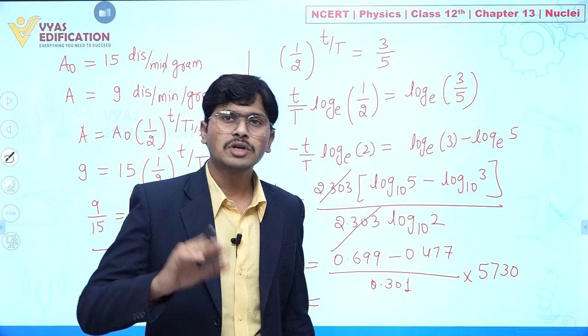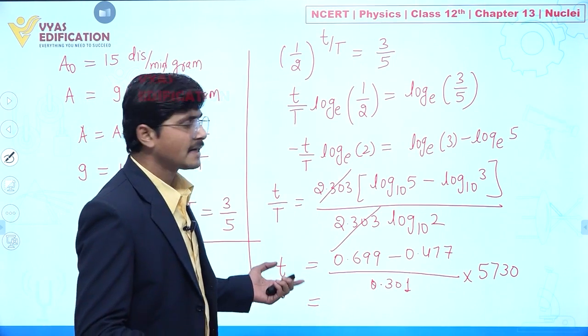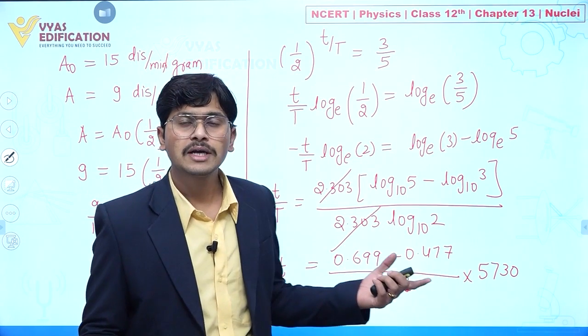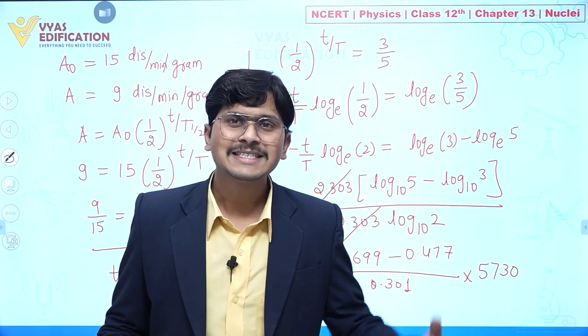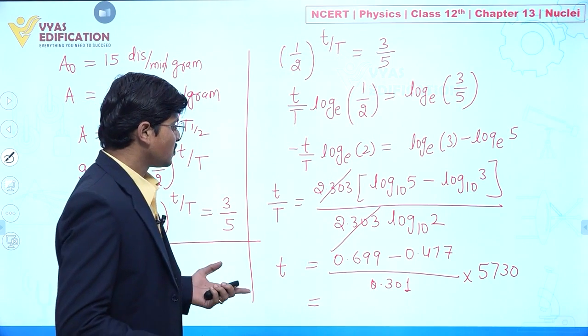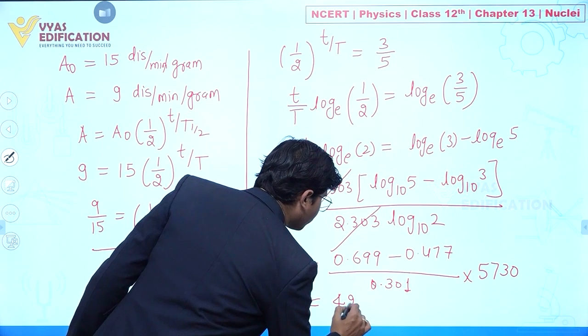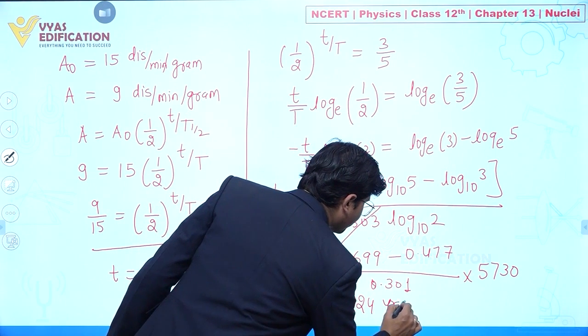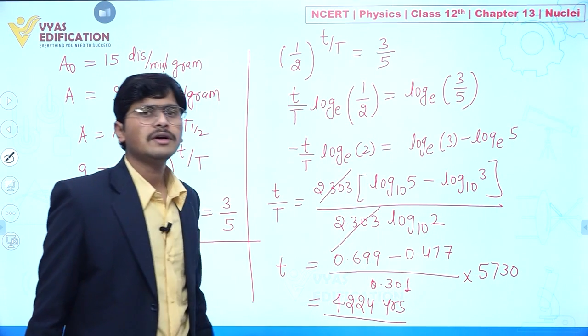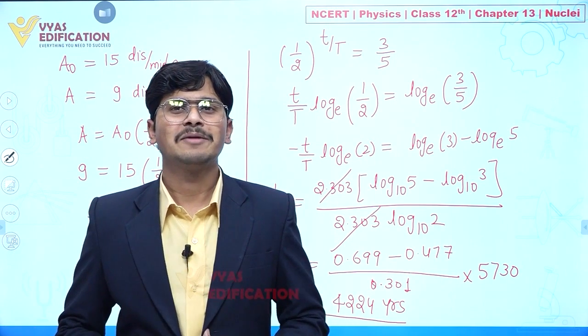say we can find the total time before which the activity of this particular sample is 15 disintegrations per minute. Yes. So now if you calculate this time, you will get it equal to 4224 years. Clear? 4224 years. Clear to everyone? So this is all about this question.